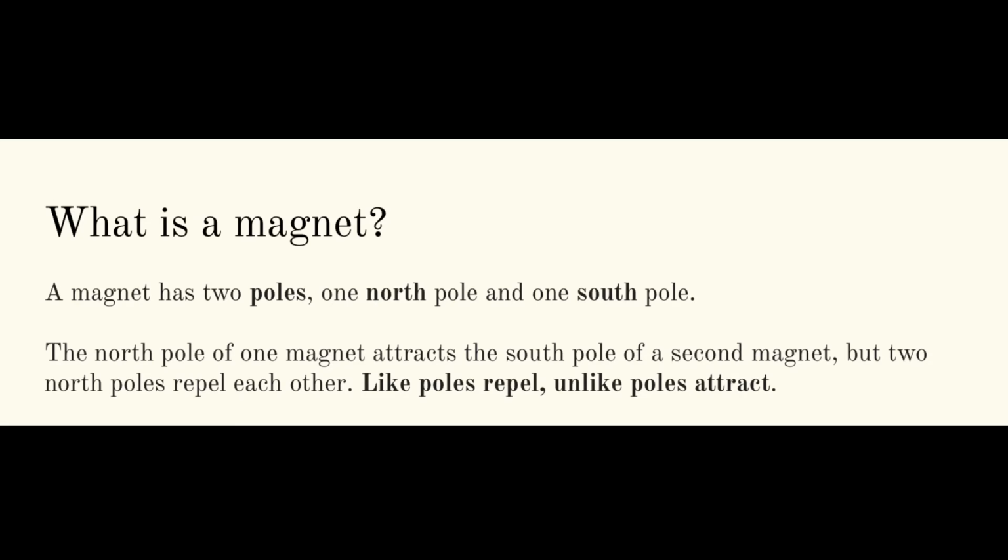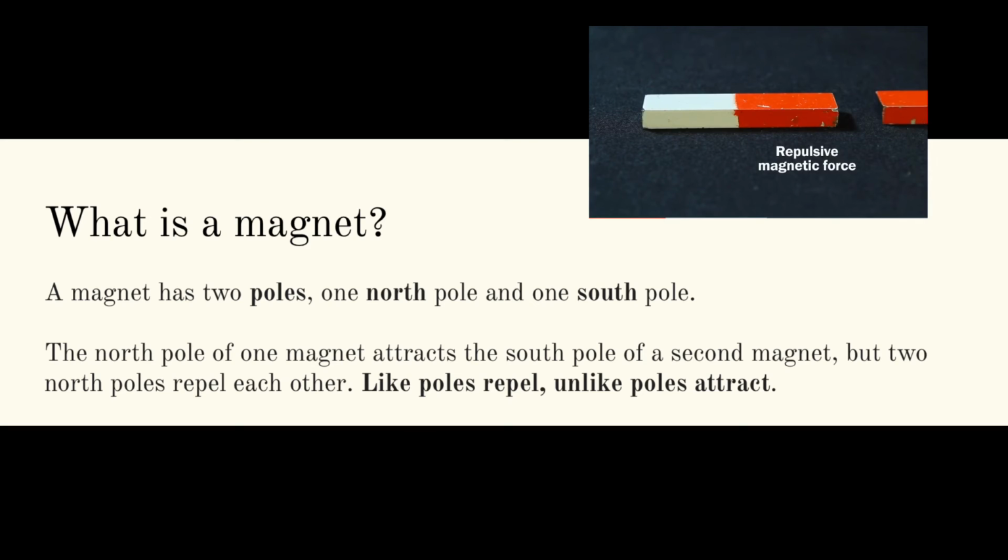Now, what is a magnet? A magnet has two poles, one north and one south. The north pole of one magnet attracts the south pole, while the south pole of one magnet attracts the north pole. When both of the same poles are put together, they repel each other.